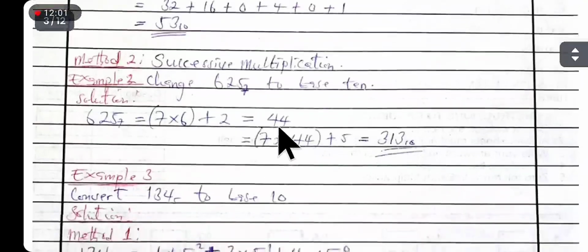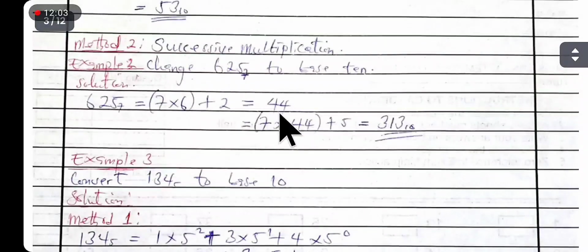Then the second method, which is easy and fast. For example, maybe you are taking a CBT exam. This method is faster. This method is successive multiplication.